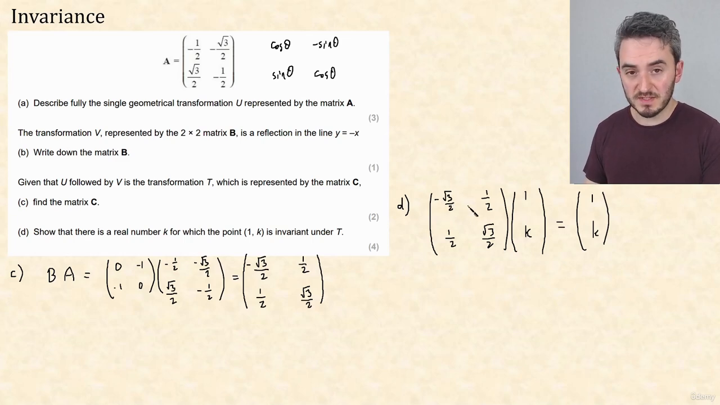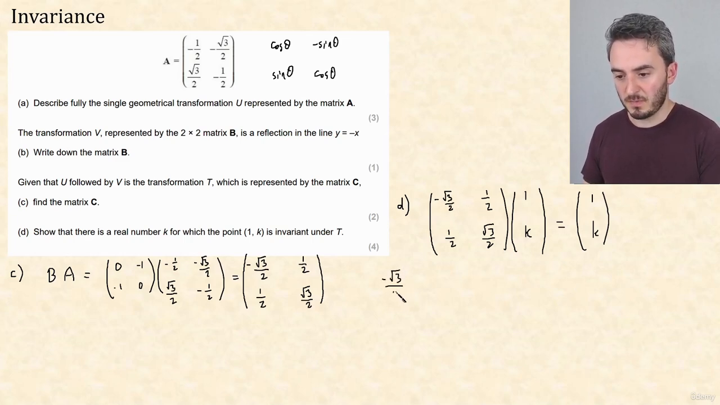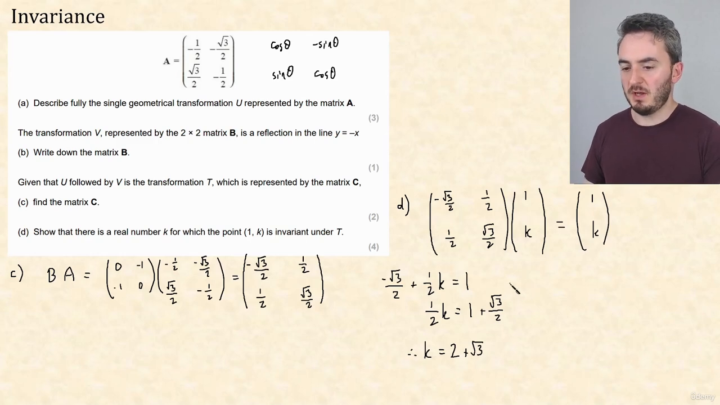If I just multiply this out, what I get is minus root 3 over 2 times 1 plus half k needs to equal 1. Well, look, I can just go ahead and solve that. I'll get half k equals 1 plus root 3 over 2, and therefore k is equal to 2 plus root 3. Well, I'm not done yet because I need to check that this works in the following line as well.